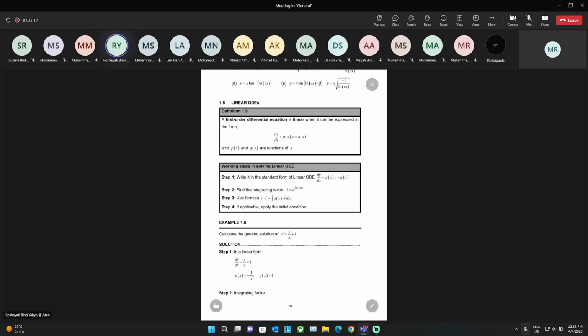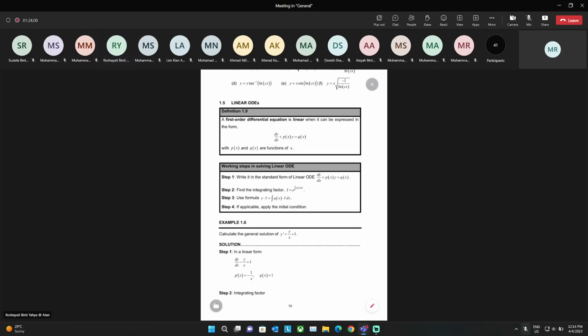Now we continue about linear ODE. So linear ODE, it is called an ODE equation. It can be solved using linear method when the equation can be formed in this kind of formation. It has dy dx and then px, it has y here and then it has function of x.